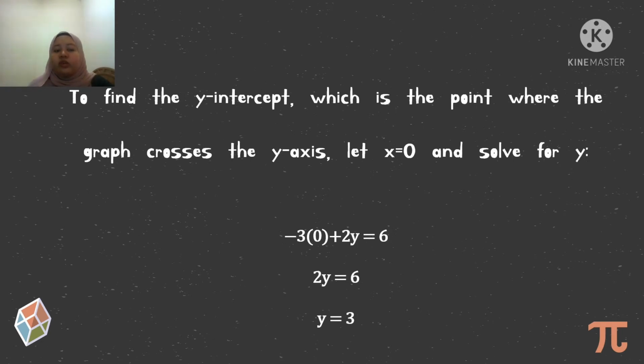Next, we need to find the y-intercept. How to find the y-intercept? The y-intercept is the point where the graph crosses the y-axis. So let x equal 0 and solve for y. Substitute x with 0 and we get the value of y is 3. So we have the x-intercept and the y-intercept, so we can plot them on the graph.